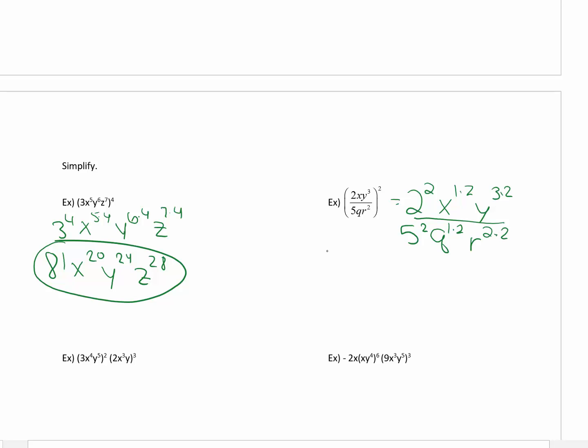Okay, so let's simplify. 2 squared is 4. That's x squared, y to the 6th, divided by 25, q squared, and r to the 4th.